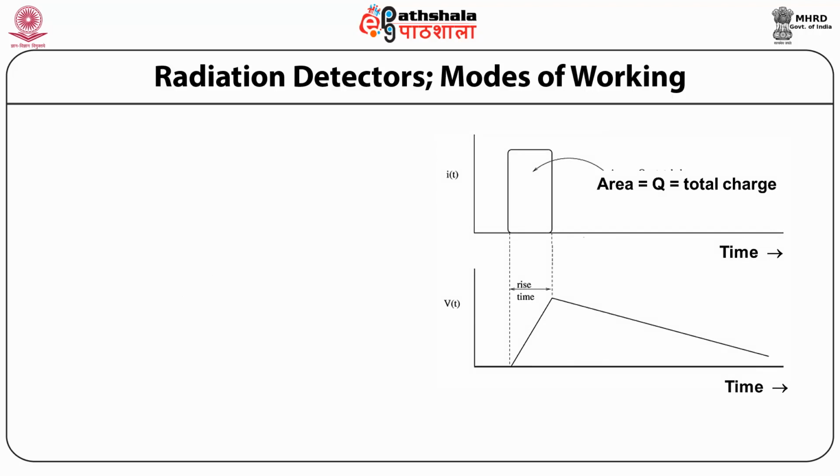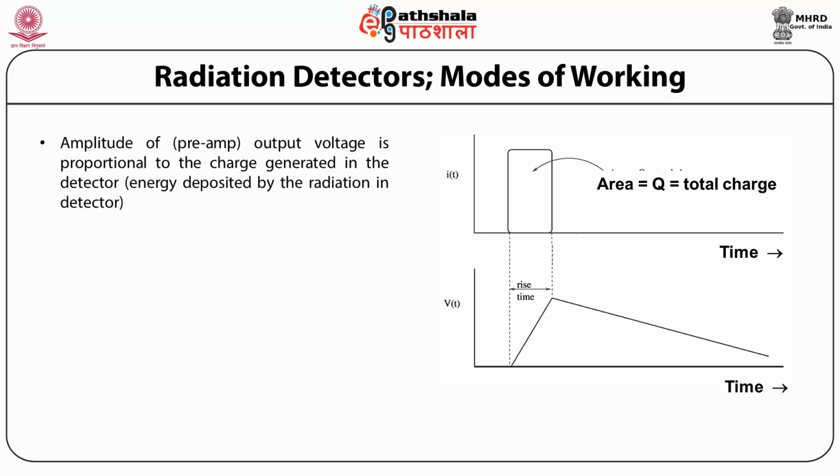Radiation detectors modes of working. So we continue our discussion about the properties of pulse mode of working of detectors. We are going to study the timing characteristics of pulse mode of working. Now in the previous slide we have seen that the output voltage is measured across the load resistance. So here our output, what we get out of the detector, is basically the output of the preamplifier. So the amplitude of output voltage is proportional to the charge generated in the detector, that is, the energy deposited by the radiation in the detector.